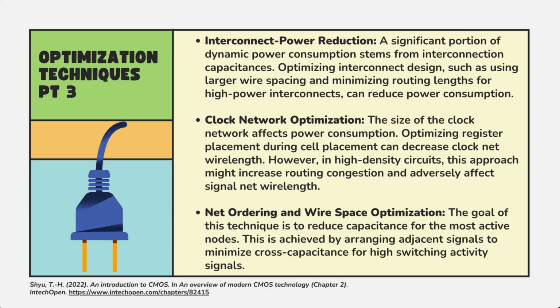Net ordering and wire space optimization. The goal of this technique is to reduce the capacitance of the most active nodes. This is achieved by arranging adjacent signals to minimize the cross capacitance of high switching activity signals.